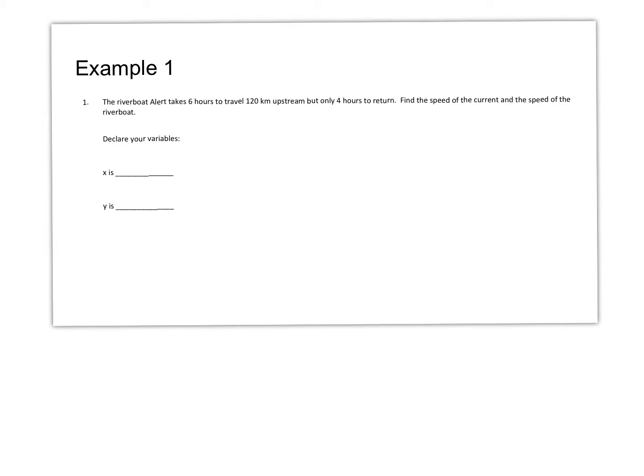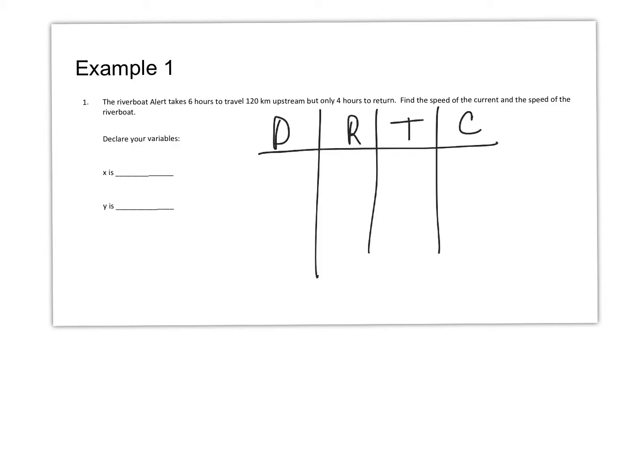Okay, so most of us are used to D equals RT, right? D equals RT. But we're going to add a new component to that, and that's going to be the current. Okay. So we're going to make a table like this to start. So we're going to fill in all our information.